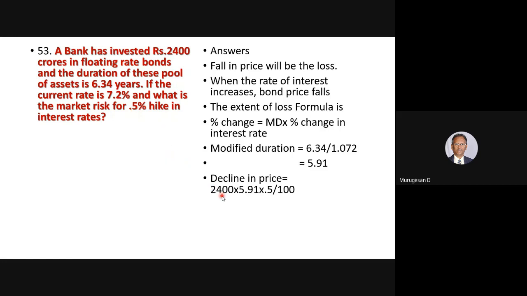So here 2400 crore is the value of the total exposure, 5.9 is the MD and 0.5 is the change in interest rate. So you apply the formula. This is the decline, not increase, decline in the market value. Market risk is 70.92 crore. Why 70.92 crore? Though you have 2400 worth of assets, they will use the word portfolio. What's a portfolio? Assets portfolio, that means a group of assets. The group of assets, 2400 crore. The likely loss, market risk, is 70.92. Capital needed is just 9%.